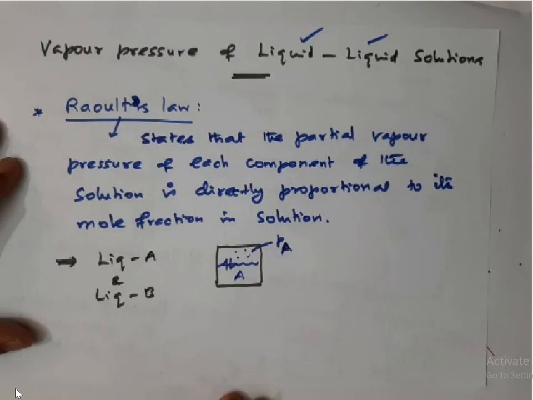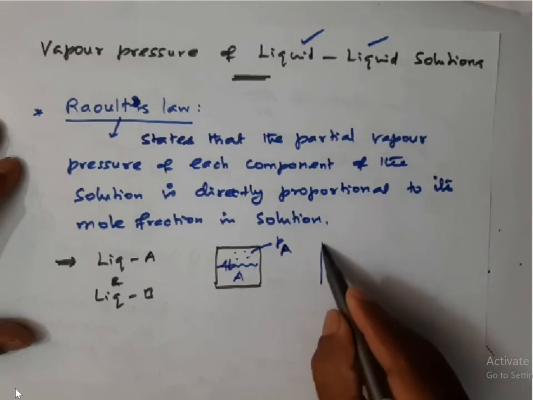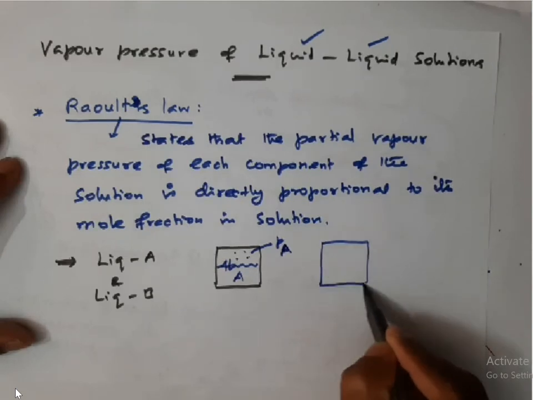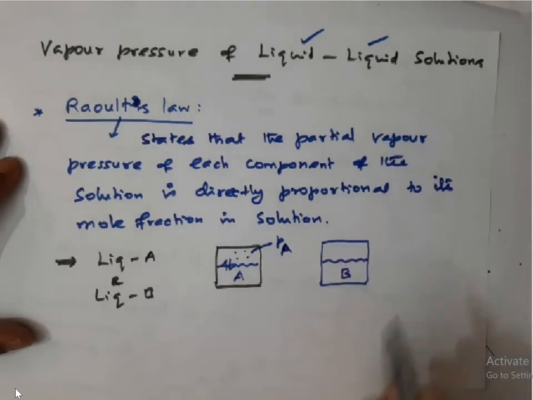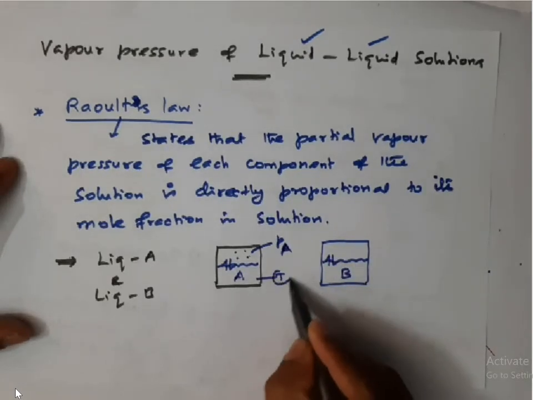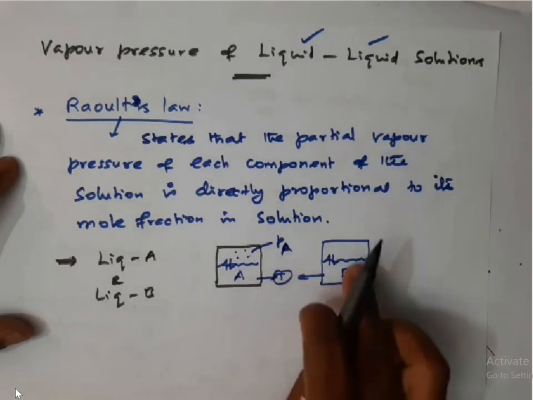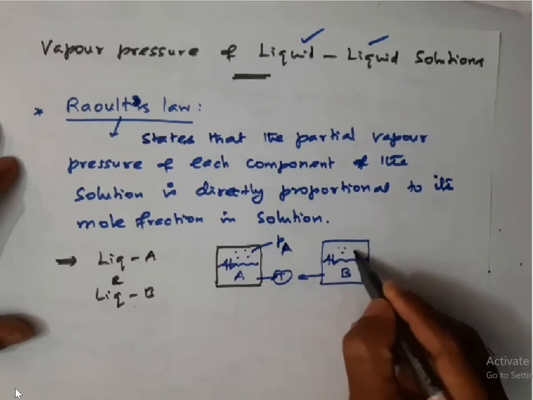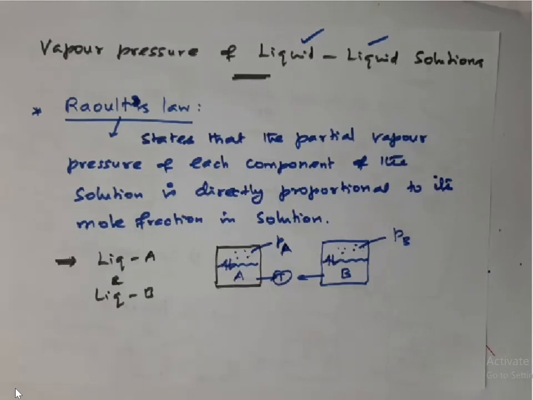Now I'll take a similar container with the same volume, and I'll take liquid B here. The temperature is the same. At the same temperature, I'm taking liquid B and measuring the vapor pressure of liquid B. Let the vapor pressure be PB. So PA is the vapor pressure of liquid A, and PB is the vapor pressure of liquid B.